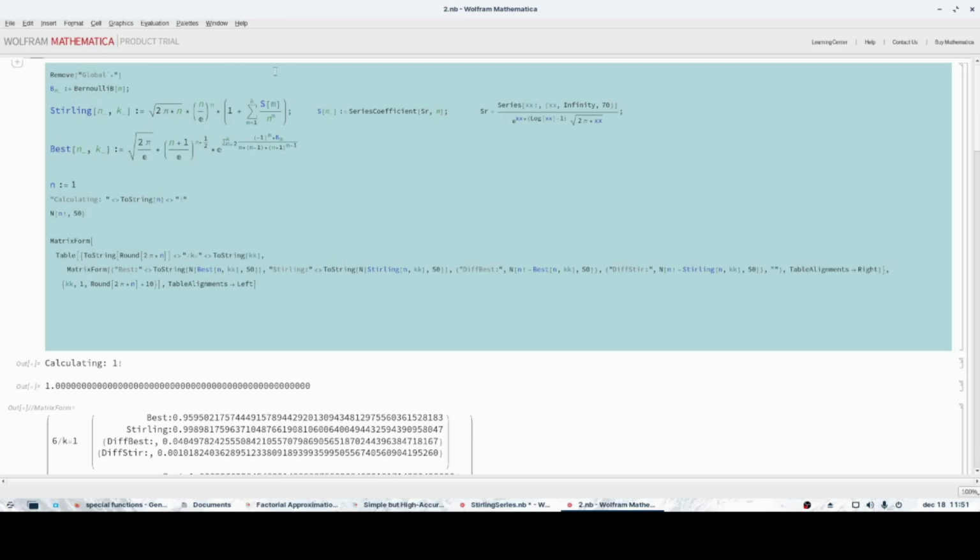In this notebook I have made these specifications. Here is the computing series for the Stirling coefficient. And here is the Stirling series formula for approximation. And below is the main formula for approximating n factorial. And I also prepared a test case. The most simple value is 1. 1 factorial is 1. So we can compare in this way.